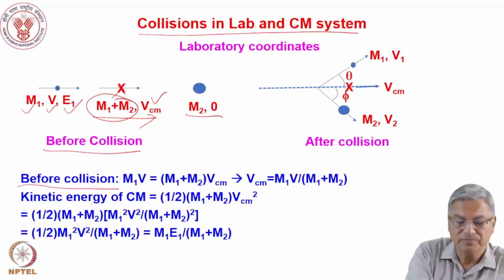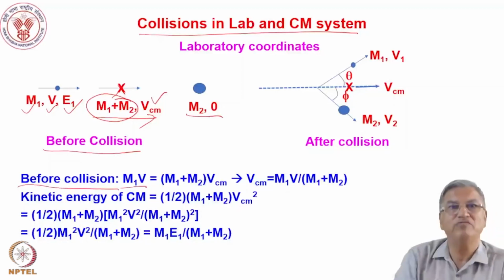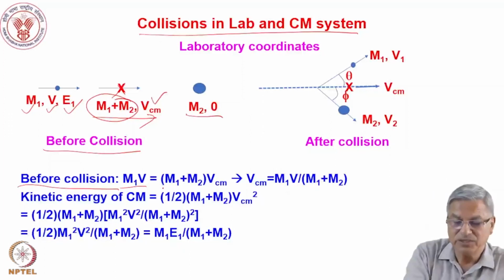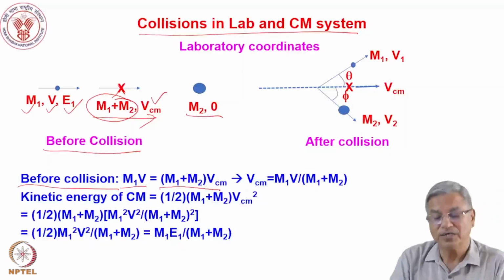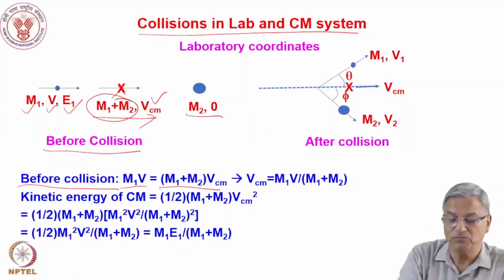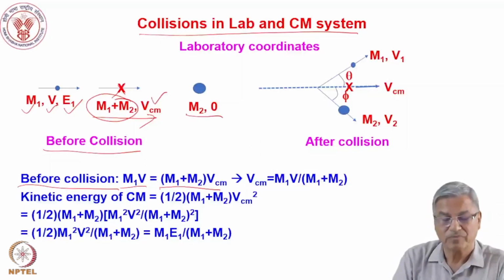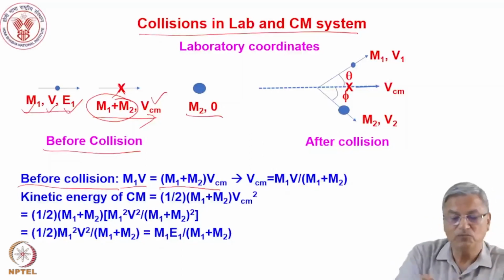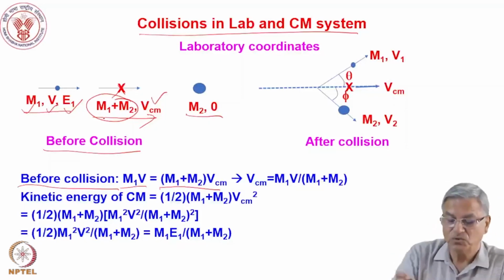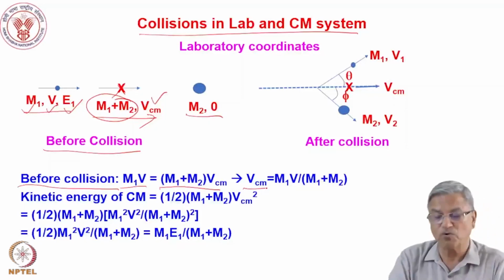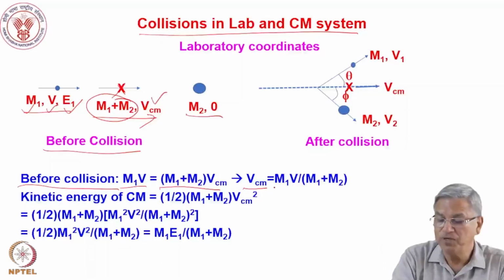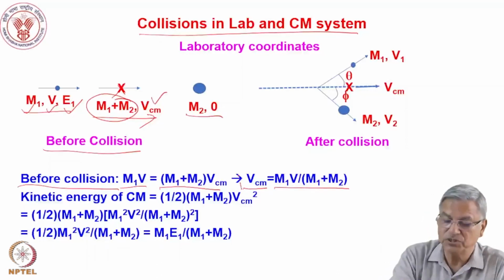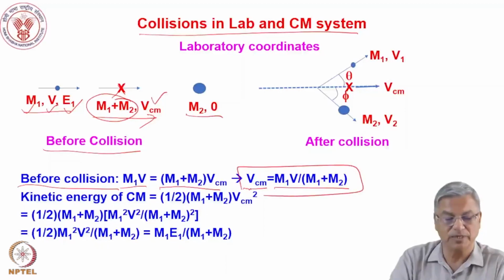Before the collision, the momentum is m1v because the target is stationary, and that is equal to the momentum of the center of mass system, that is (m1 plus m2) Vcm, because the momentum has to be conserved. So this momentum is the same as the momentum of the center of mass system. You can now calculate the velocity of the center of mass as m1v upon (m1 plus m2). This is an important relationship. We will use this subsequently.